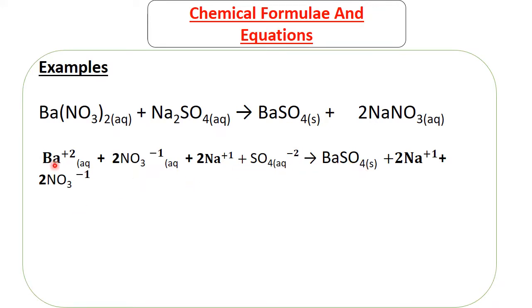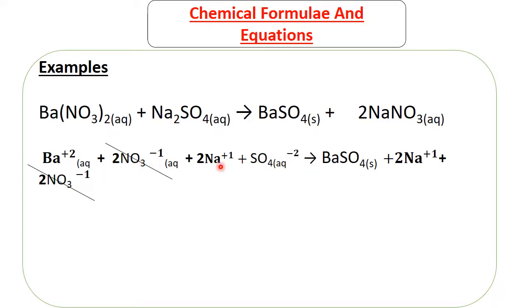We want this barium ion. So barium is not present here. What about nitrate? Here it is, yes, we have nitrate here. If you look carefully, there are 2 nitrate ions here, and here there are 2 nitrate ions. So these are spectators. We have to cancel them out. So this is going to go, this is going to go.